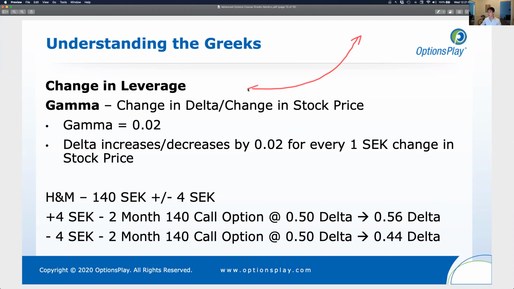An asymmetrical risk profile looks like this, where as the stock goes lower and lower against us, we have flat risk, so we don't lose any more money. But as the trade goes in our favor, we make more and more money. That's how we get the trade-off graph as we saw before that looks like this, right? And the only reason we're able to get that trade-off graph is due to gamma. Gamma is the change in delta with respect to the change in the underlying stock price.